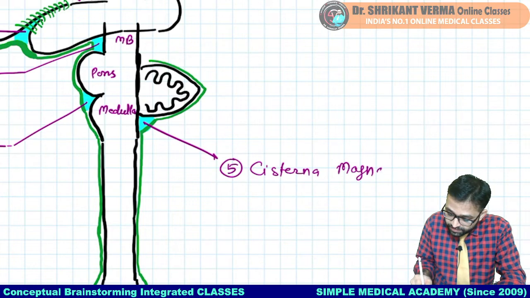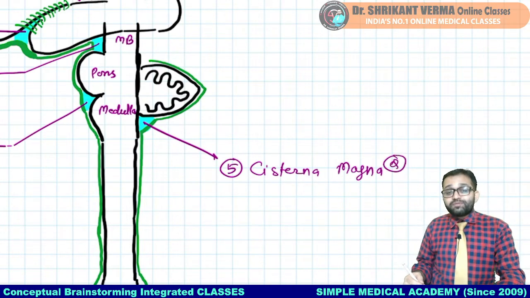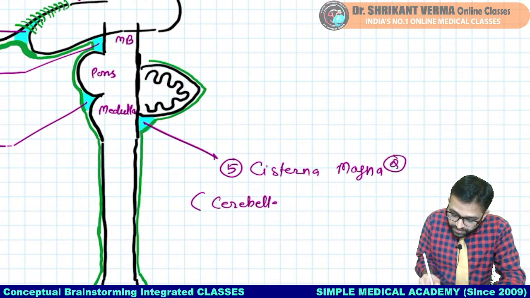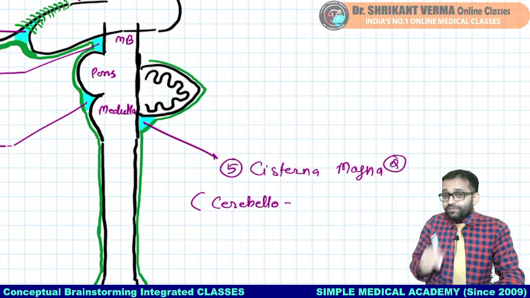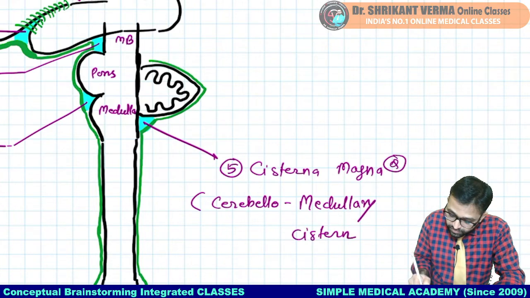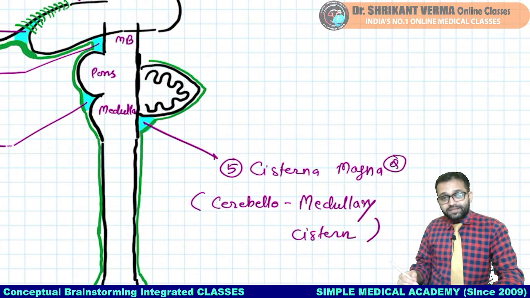This is just a diagrammatic presentation. So what you can remember, this is the cisterna magna, which is also known as our cerebellomedullary cistern, because it is formed in between the cerebellum and the medulla. Getting the point?